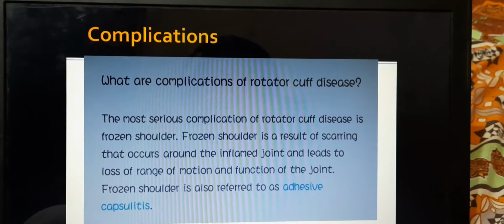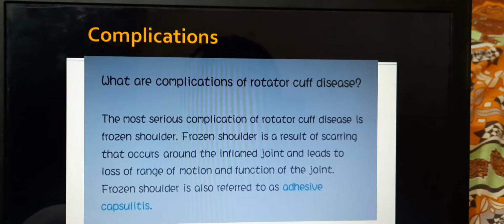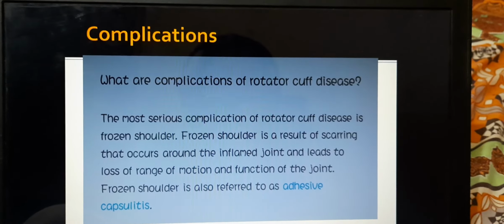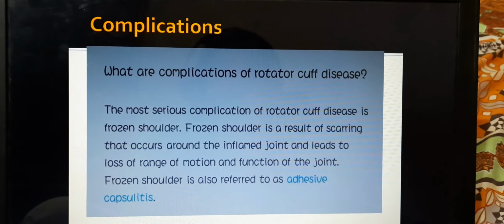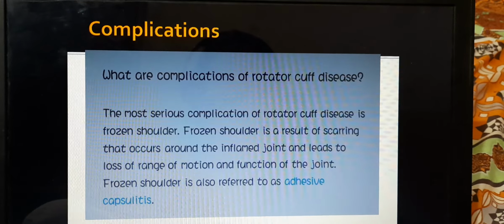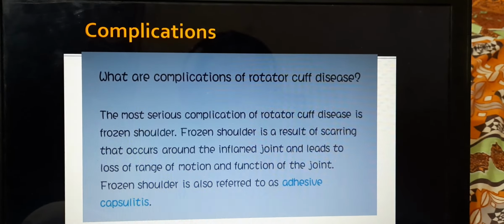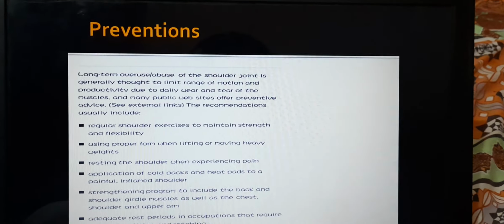Complications. What are the complications of rotator cuff disease? The most serious complication of rotator cuff disease is frozen shoulder. Frozen shoulder is a result of scarring that occurs around the inflamed joint and leads to loss of ROM and function of the joint. Frozen shoulder is also referred to as adhesive capsulitis.